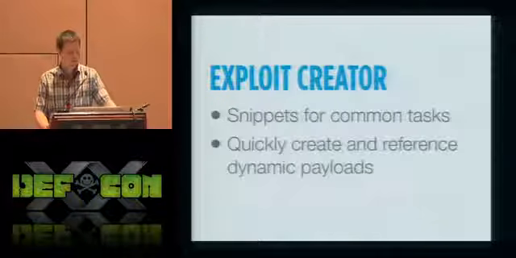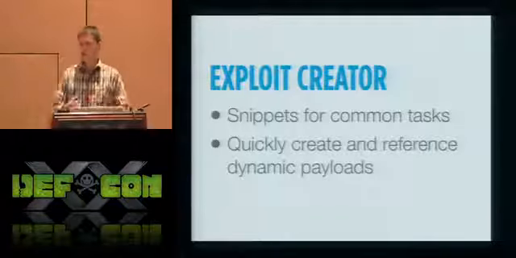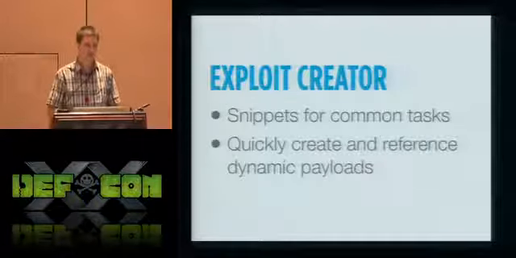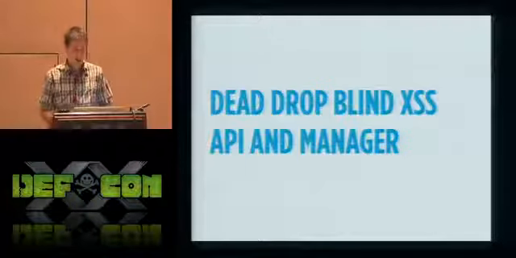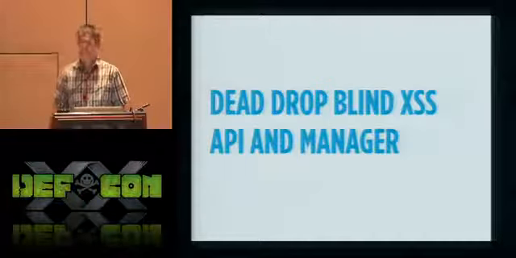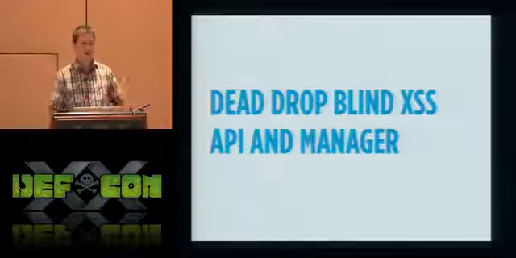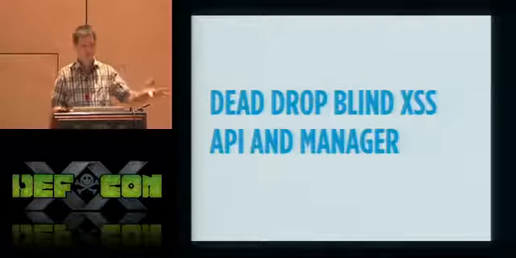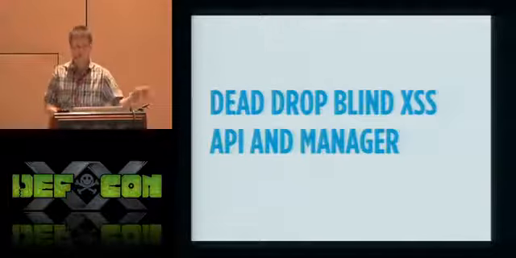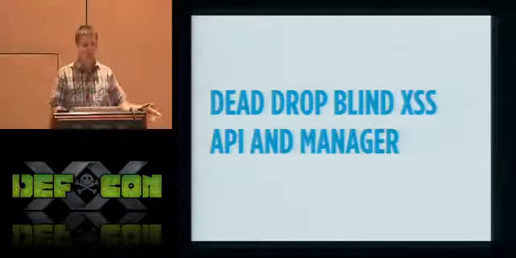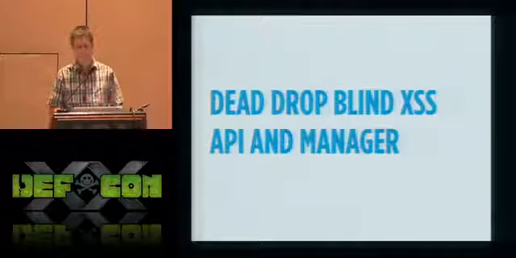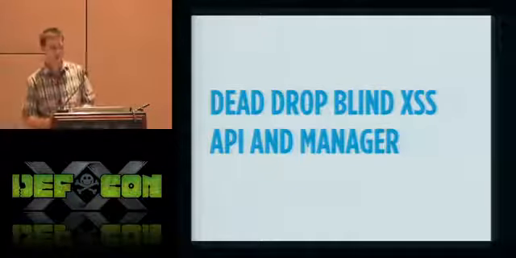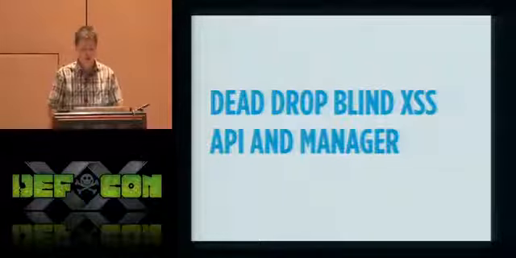The exploit creator has snippets for common tasks, and you can quickly create stacked-up exploits. Once you've found a vulnerability, you can weaponize it very quickly. And we've got the dead drop, or blind XSS manager. It's a simple API. You say, I'm dropping this type of payload at this location, and it gives you an ID back, and that's all you need. It's a quick, super fast API, built on top of Node and Redis. We can talk about architecture after the talk if you're interested.